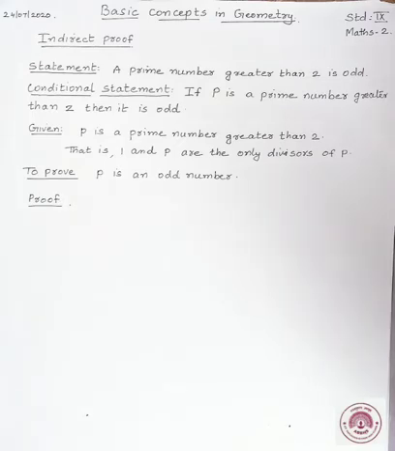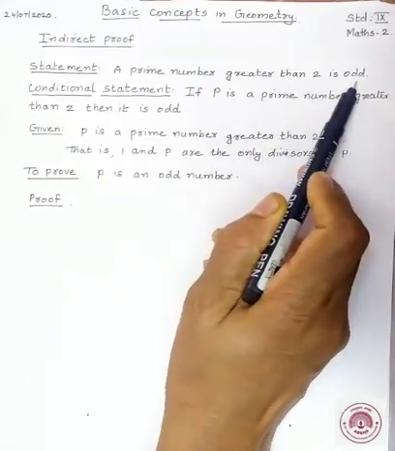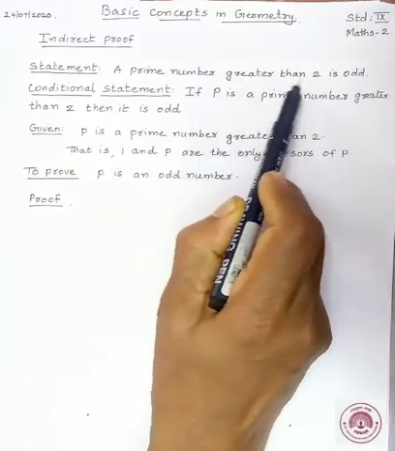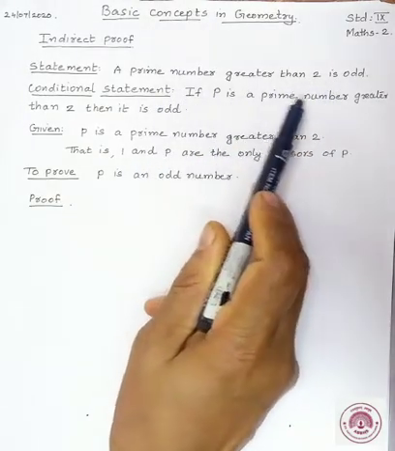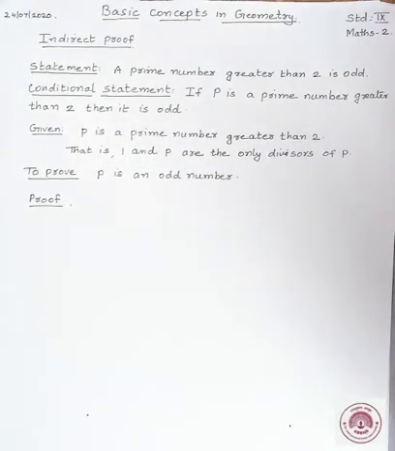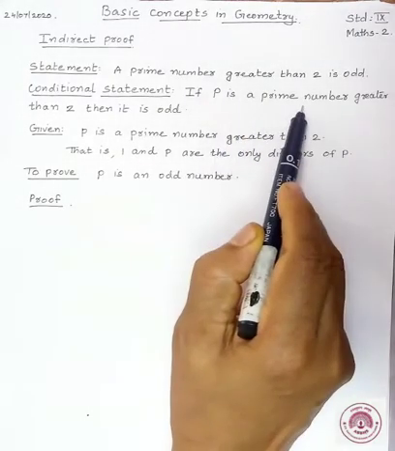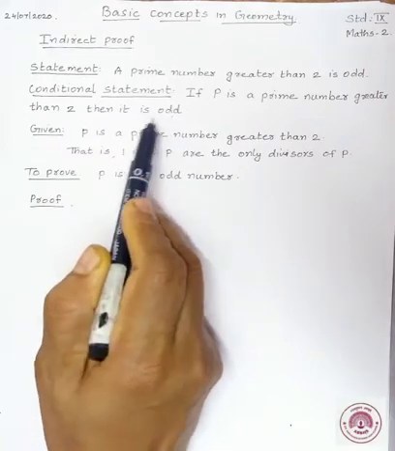So, let us study indirect proof with an example. Statement: a prime number greater than 2 is odd. That is, we have to prove this statement. First, we will write this in the form of a conditional statement. That is, if P is a prime number greater than 2, then it is odd.